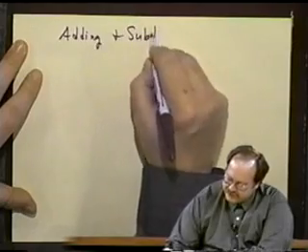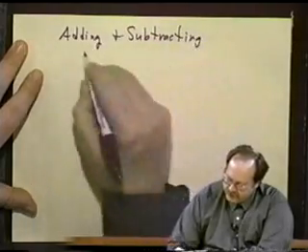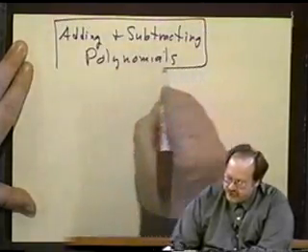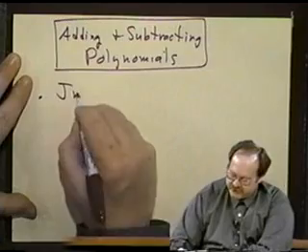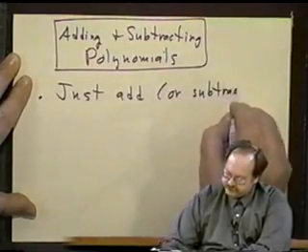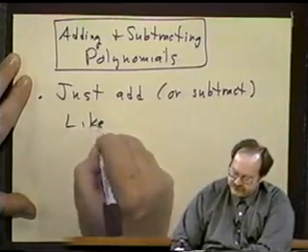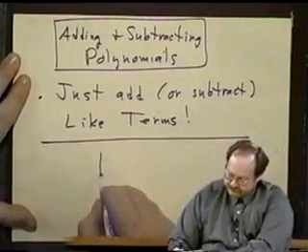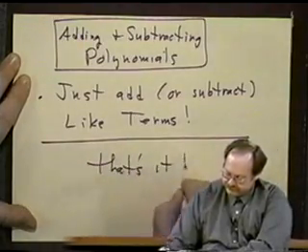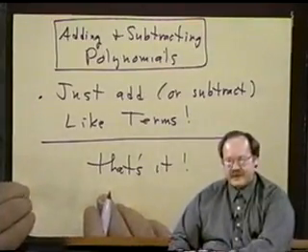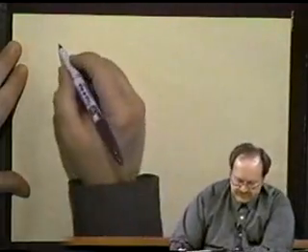Adding and subtracting polynomials. This is all there is to it. Just add, or of course subtract, like terms. That's it. That's all you do. And just for the record, let me do one example to show you how this works. And then you'll have a chance to pause and try a lot of this yourself. Here's the example.